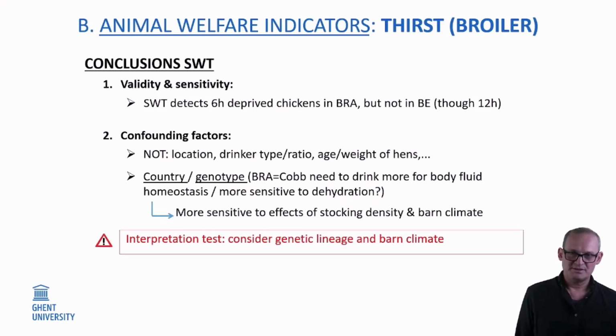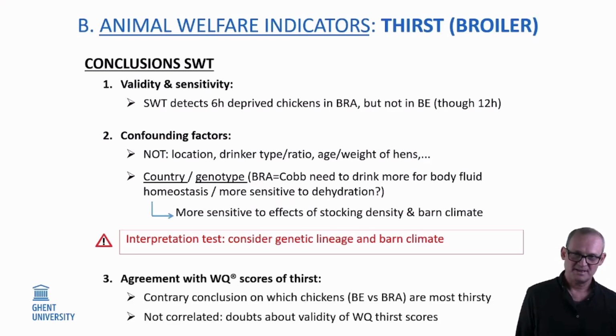So if we want to interpret the outcome of the test, it's important to correct maybe for genotype and for barn climate. And we were very concerned that our test gave very opposite results from the welfare quality scores. Both scores are also not correlated with one another. So personally, I have doubts about the validity of the drinker space test that is used in the welfare quality protocol.